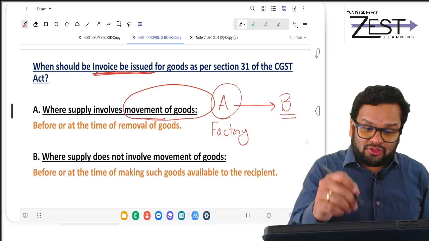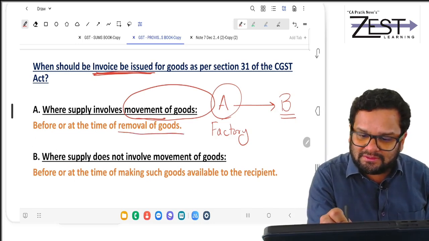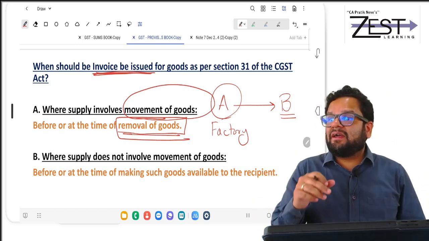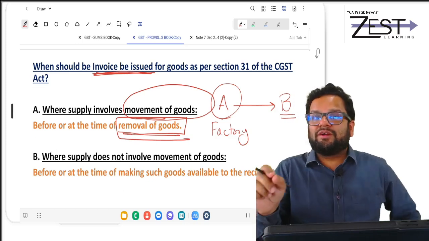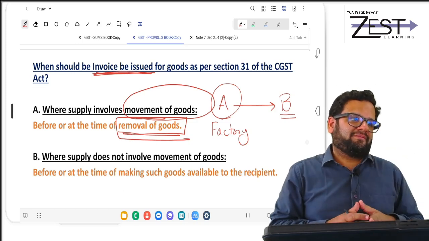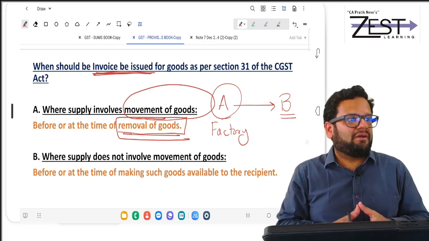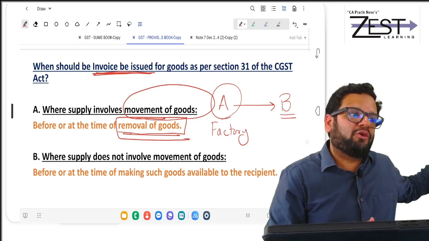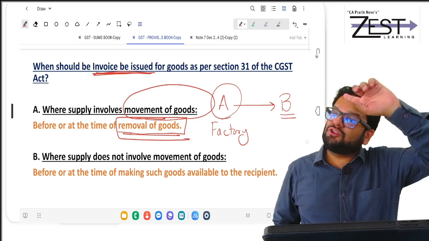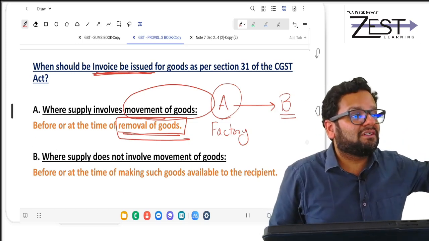So in that case, when to make invoice? At the time of removal of goods. Means I have to make invoice when I am removing the goods from my shop or from my factory or from my godown. Say I removed the goods today, 19th March, but I made invoice on 25th March. Time of supply will be 19th March, because whichever is earlier.